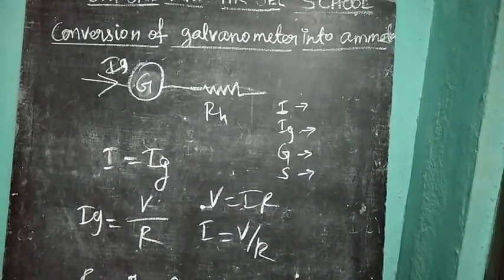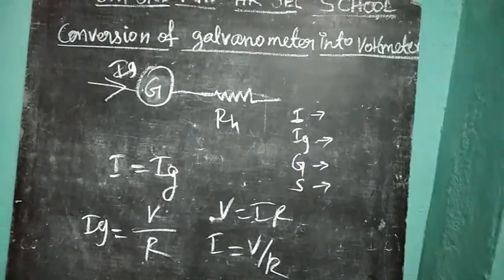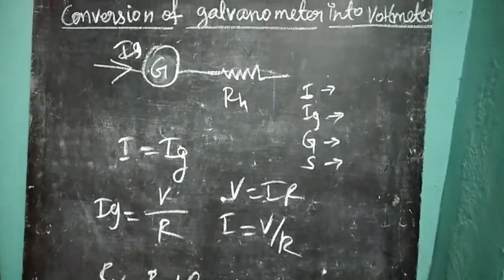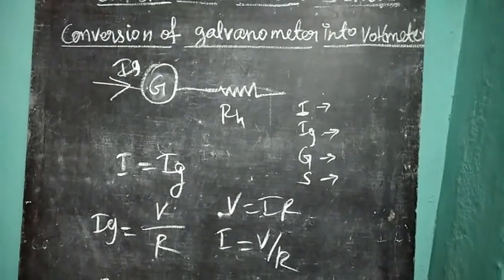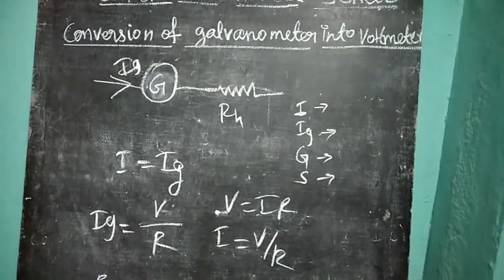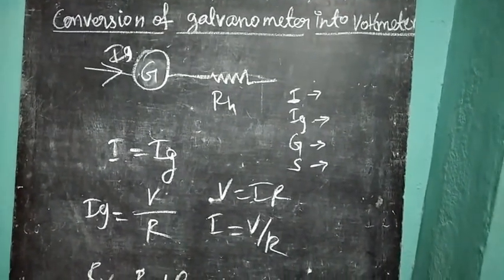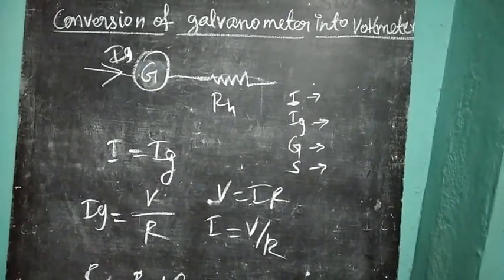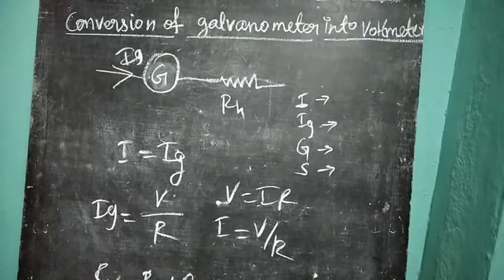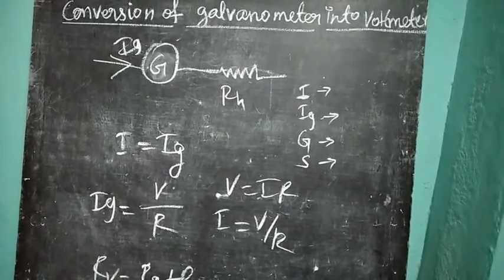Next, conversion of galvanometer into voltmeter. A voltmeter is an instrument used to measure the potential difference developed between the two ends of a conductor. So a high resistance is connected in series to the galvanometer. The galvanometer then acts as a voltmeter and measures the potential difference.